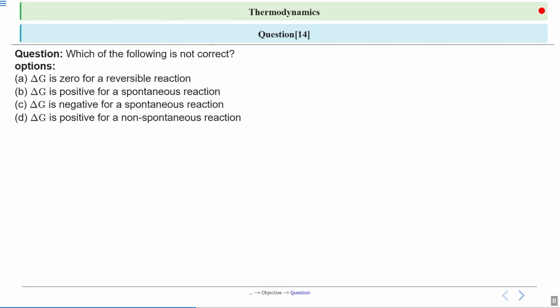Then here is your next question. Which of the following is not true? A, delta G is zero for a reversible reaction. B, delta G is positive for a spontaneous process. C, delta G is negative for a spontaneous process. And D, delta G is positive for a spontaneous reaction. Your time for this question starts now.